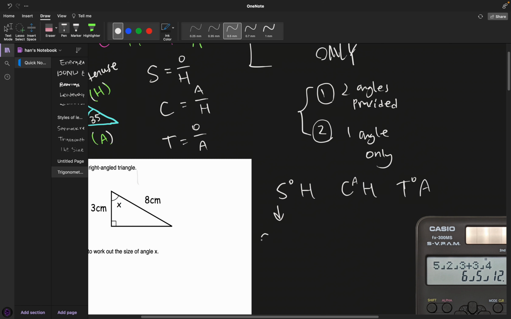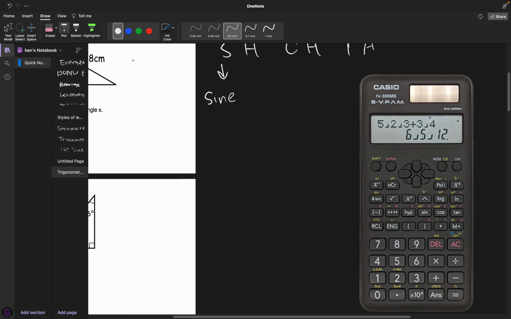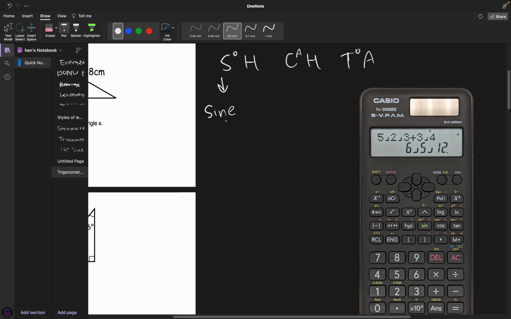S stands for sine. And if you look at your calculator, it's going to have sine right here. Sine, right? So sine, and that's abbreviated on your calculator as just SIN. C is cosine. And that's abbreviated as just COS on your calculator, which you see here. Sine, cosine. And the last one, you can already see tan, right?